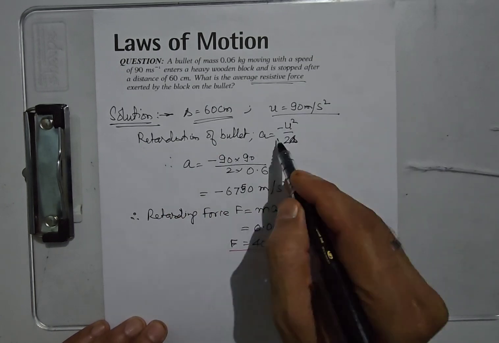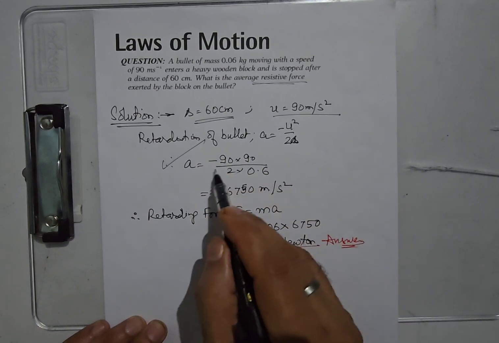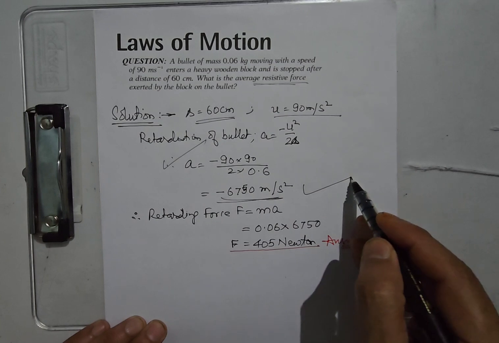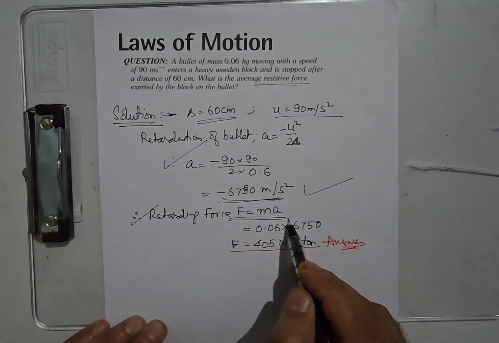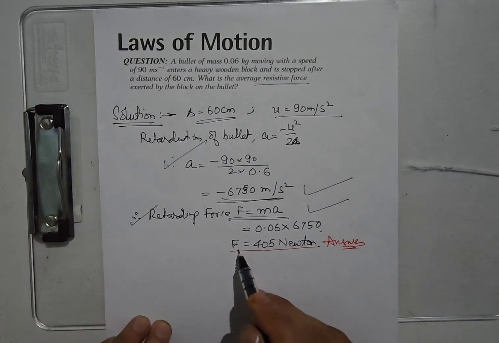Okay, retardation of bullet would be A is equal to minus U square upon 2S. Depending on this, now you can say A is equal to minus 90 into 90 upon 2S. You just put the values, you are getting A is equal to minus 6750 meter per second square. So the retarding force, as per Newton's third law, we have seen F is equal to M into A. Putting the values of M and A, you are getting F is equal to 405 newtons.